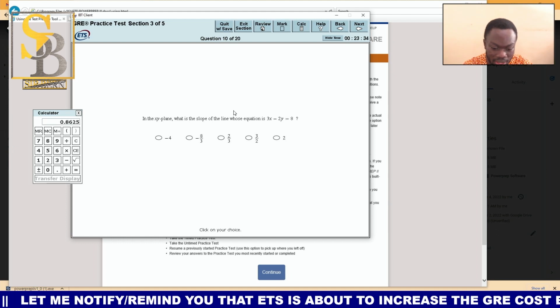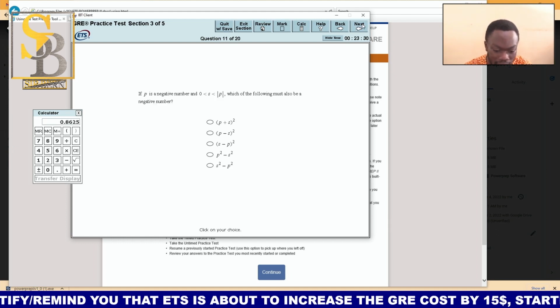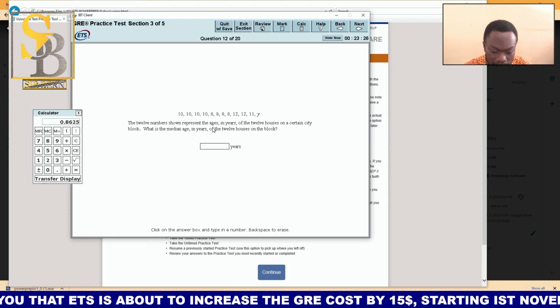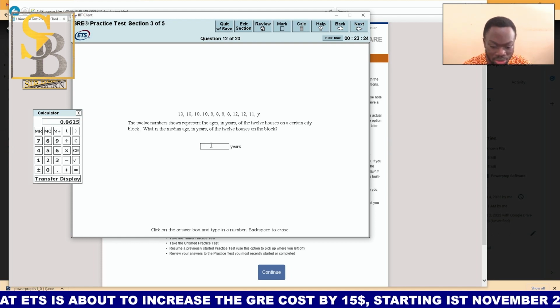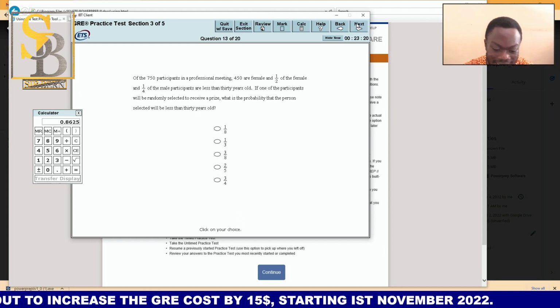Next. Then this one, the equation of the line, maybe there's the answer. So there's multiple choice, one answer. Multiple choice, one answer. Then this one is numeric entry, like I mentioned. So after solving, you think the answer is 10. You type your answer in the box.